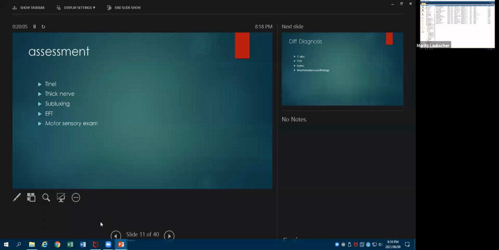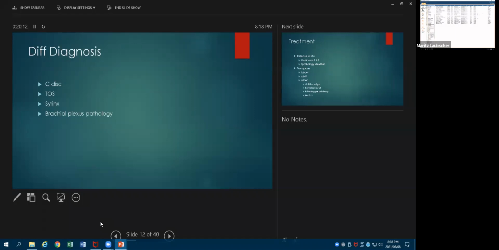Specifically looking for other reasons that they might have these symptoms. So I'll get onto that in a second. So differential diagnosis: cervical disc, thoracic outlet syndrome, syrinx, syringomyelia, and other brachial plexus pathology, schwannomas, Pancoast tumors, neurofibromas, malignant lesions, lots of pathology there.